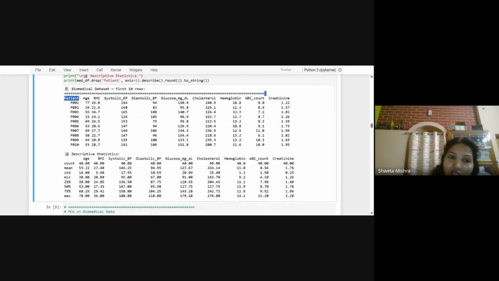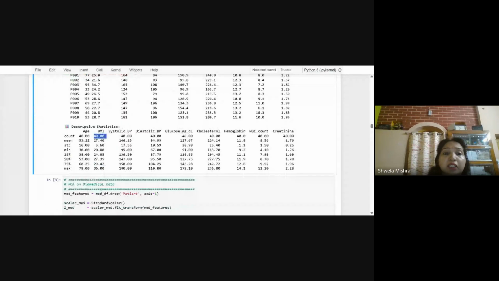Then we have descriptive statistics. It means we have to understand each variable. Suppose for age, do we have a total of 40? Yes, we have all 40 pieces of information. Similarly, for BMI, do we have all 40 counts? Yes, you can see that we have all 40 counts. Then we calculated the mean for the age, BMI, and so on. Similarly, we considered the standard deviation, then the minimum of the age, the maximum age, and so on.